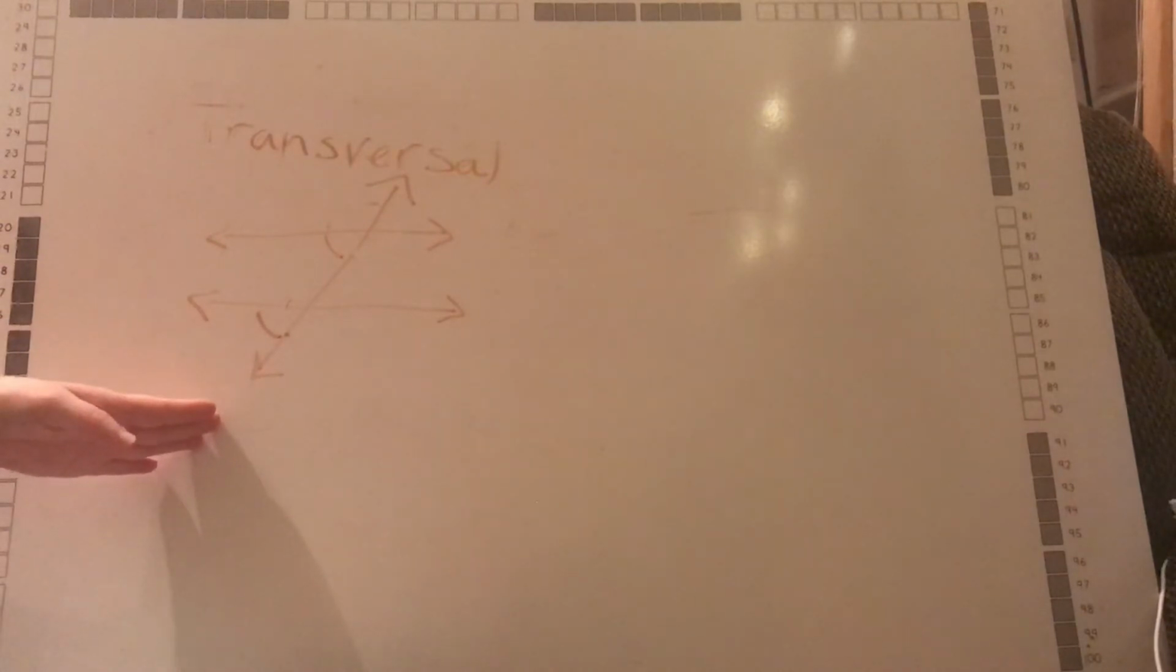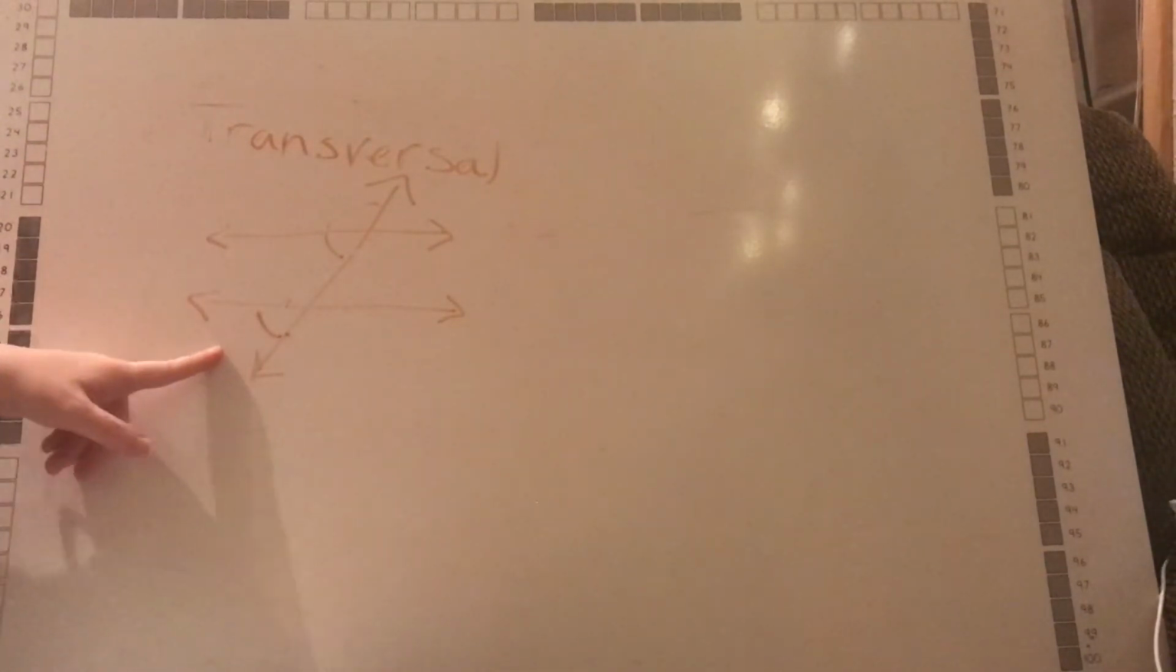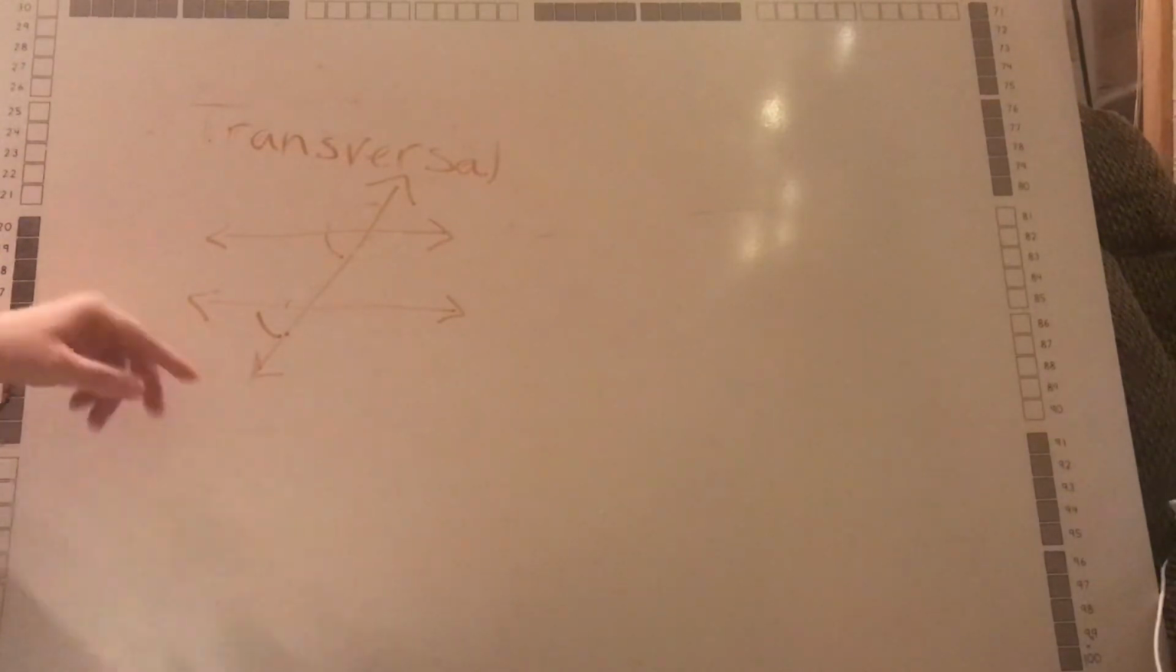And underneath this in your book, it says properties of transversals to parallel lines. Please pause the video and write those notes down. So, if two parallel lines are intersected by a transversal, corresponding angles are congruent. Alternate interior angles are congruent, and alternate exteriors are congruent. Please write those notes down. You will need to remember that for your homework.